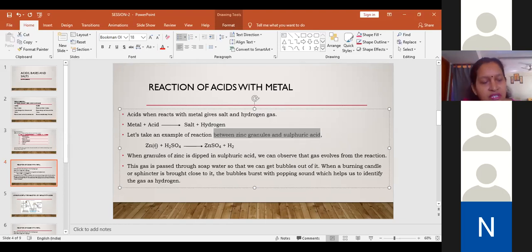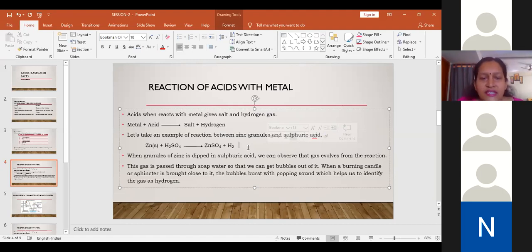Now here my question is to Shivani. Shivani, can you tell me what kind of reaction is written here? Zn plus H2SO4 gives ZnSO4 plus H2. We have already learned the types of reactions. Displacement reaction. Very good. Shyamak, the next question goes to you. Looking into this reaction, can you tell which element is more reactive and which is less reactive? Zinc is more reactive and hydrogen is less reactive. Very good.